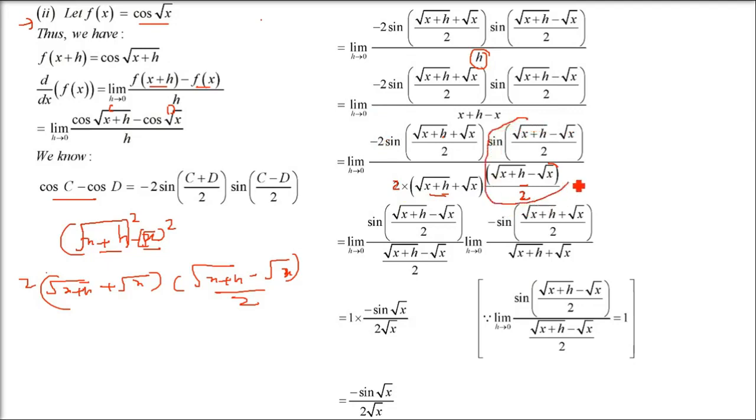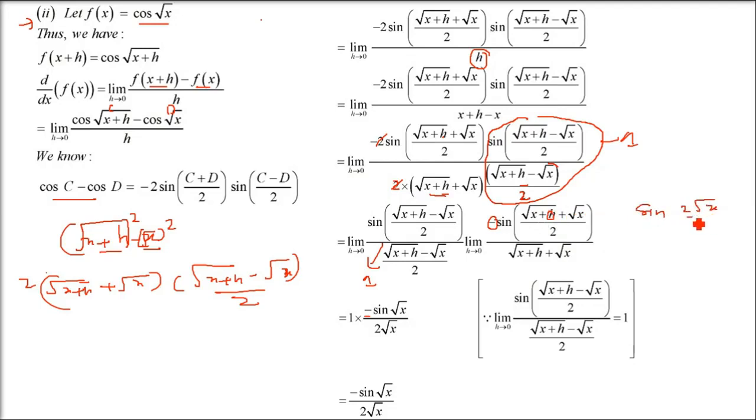And this whole term, when we apply the limit, is going to be 1. How? sin θ by θ equals 1 as θ tends to 0. So this is going to be 1. This is what is shown here. Now the negative is there. What about the plus term? The minus is already there, there is no other term. This sin θ by θ goes to 1.